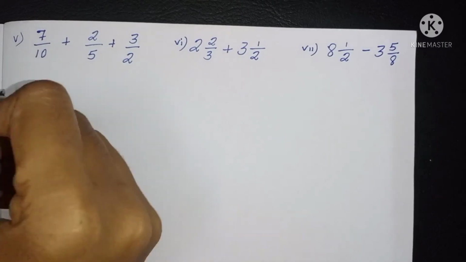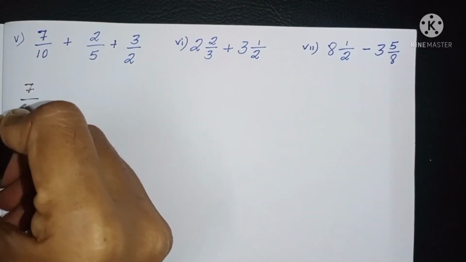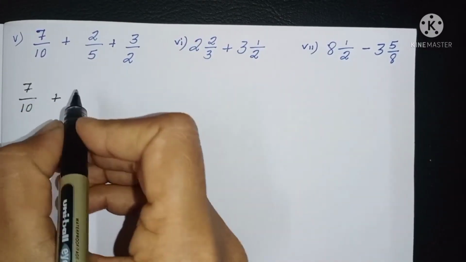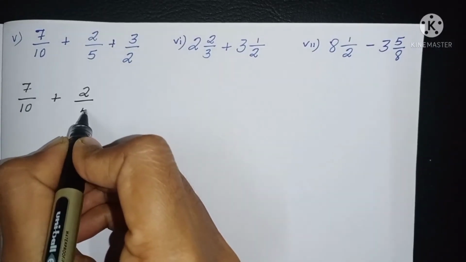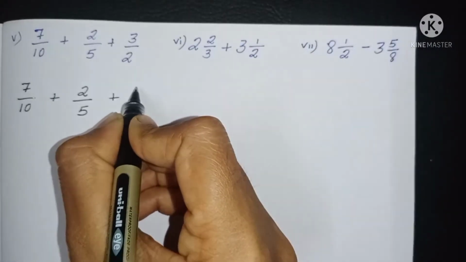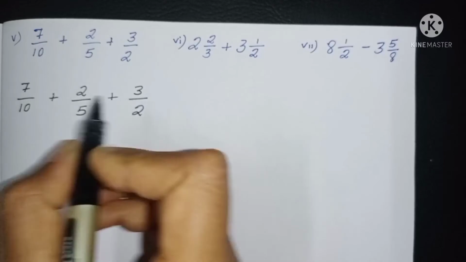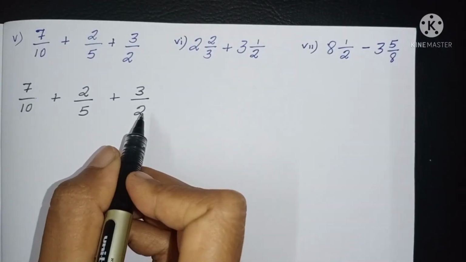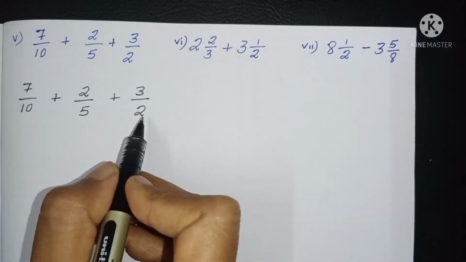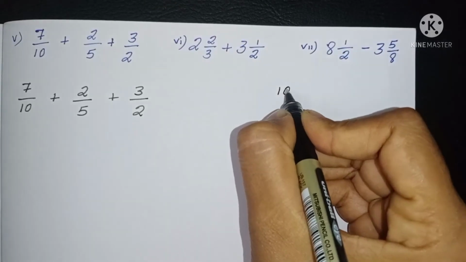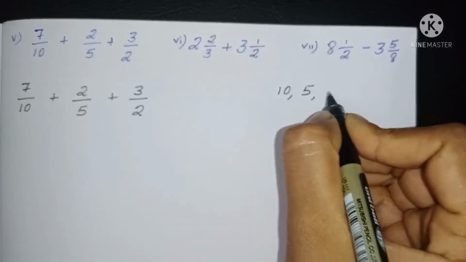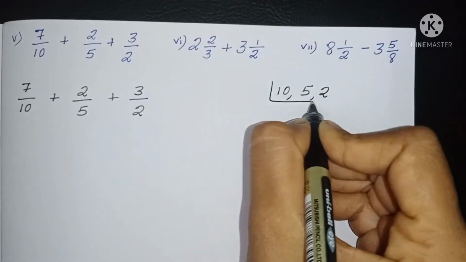Fifth question, 7 by 10 plus 2 by 5 plus 3 by 2. Here total 3 fractions are given. So first we have to take the LCM of 10, 5 and 2.